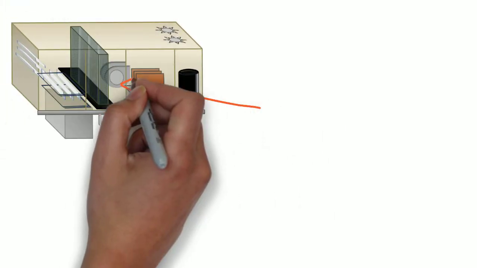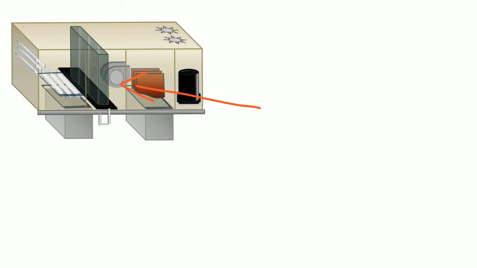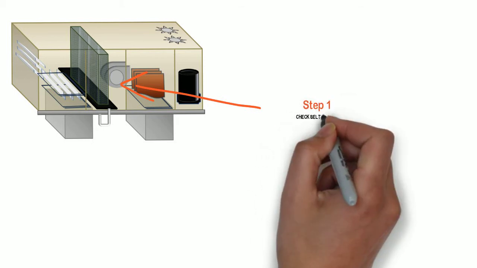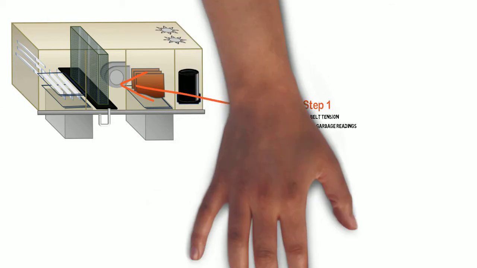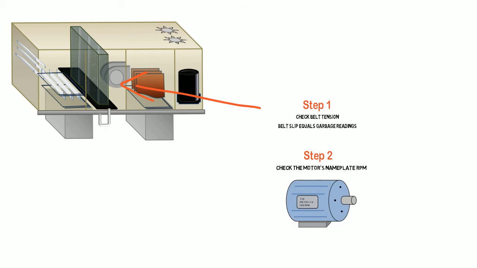Let's get started. Here's a rooftop unit. No duh. We're going to start at the fan section. And what we're going to do in the fan section is first, make sure the belts are tight. That's step one. Belt tension is critical because if the belts are loose, all our readings are going to be garbage. Step number two. While we're in that compartment, we're going to record the RPM off the motor's nameplate. In this case, it is 3,500 RPM. Pretty simple so far, right?